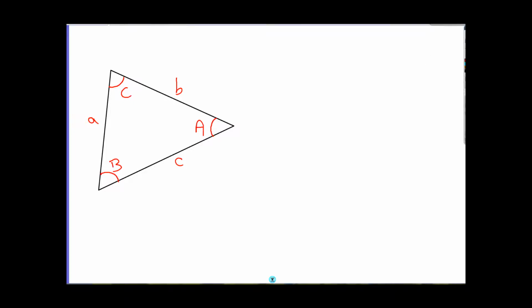Now the cosine rule isn't too difficult to remember because it starts off exactly the same as Pythagoras' theorem. a squared is equal to b squared plus c squared. So that's the same as Pythagoras' theorem. With Pythagoras' theorem we said the hypotenuse, if you square it, that'll be the same as the two short sides if you square them and you add them together.